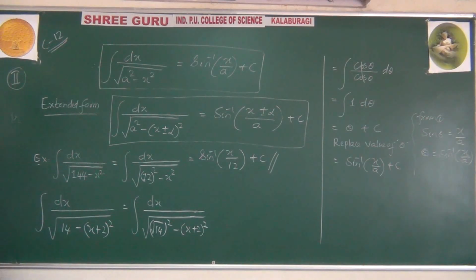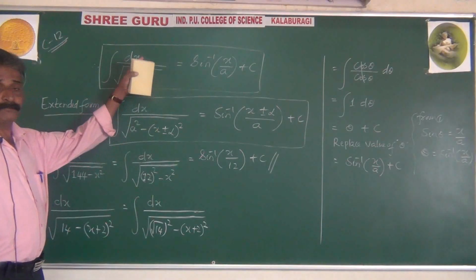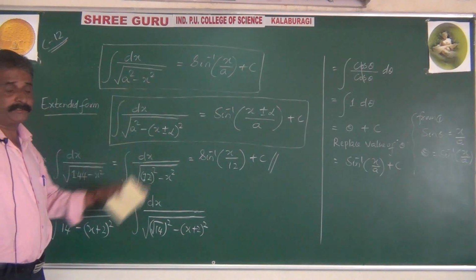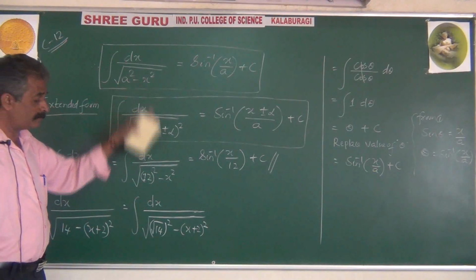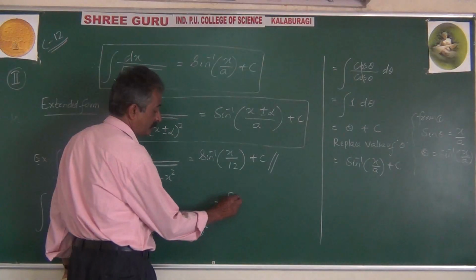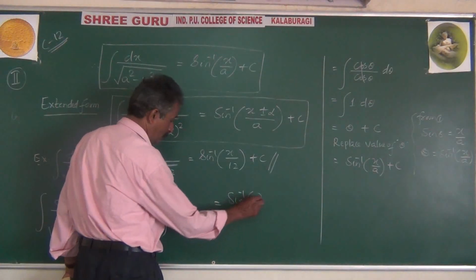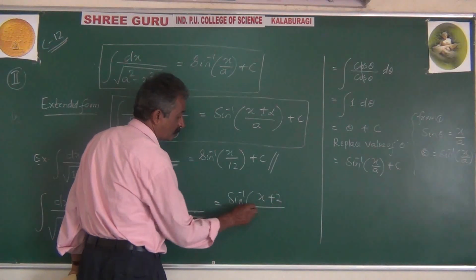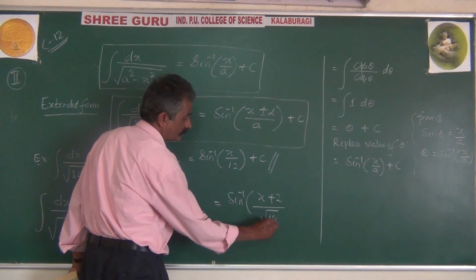So it is in the form of integration dx by root of a square minus x square. Instead of x we have x plus 2. Answer: sine inverse of (x plus 2) divided by root 14 plus c.